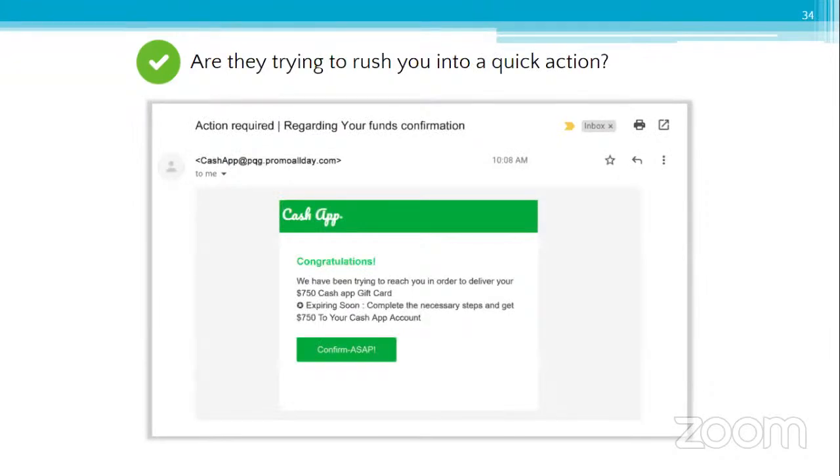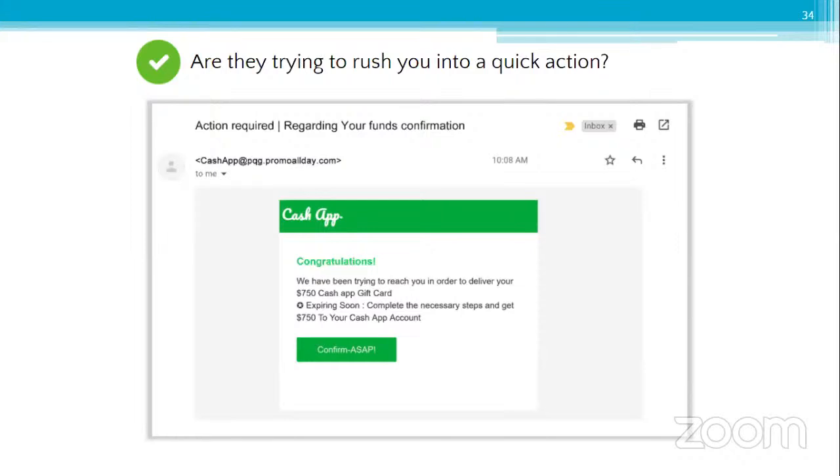Okay, are they trying to rush you into a quick action? Yes. Now here, when you look at this one, this email is also coming from Cash App. It is a very large email account. Actually, it is sent to. Yeah, there is an action required here regarding your funds confirmation.